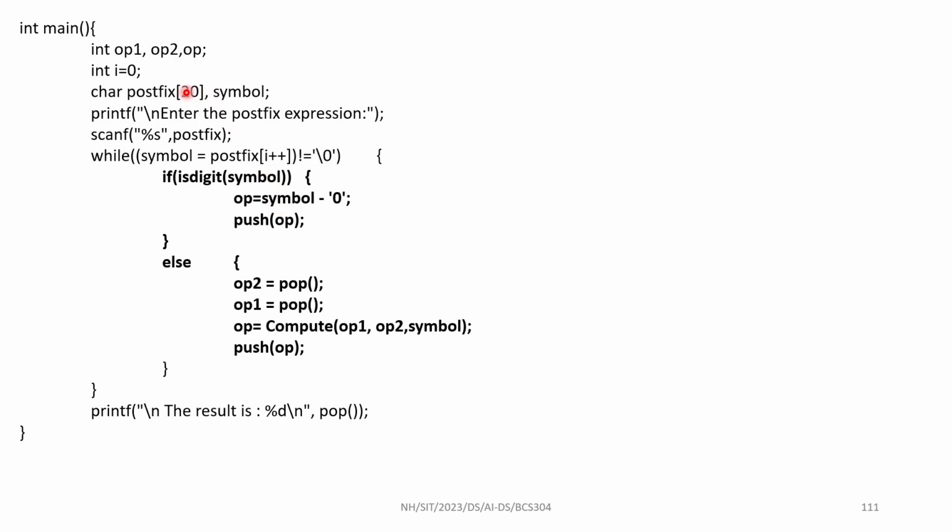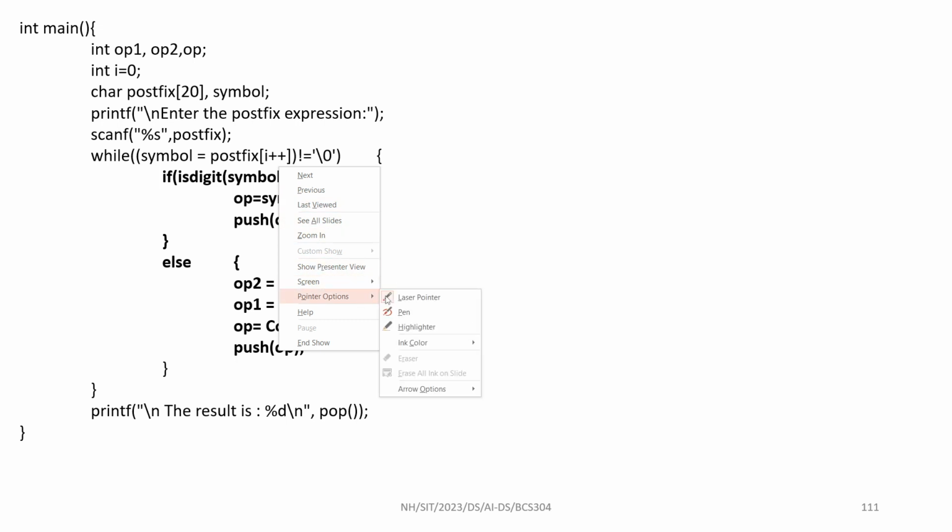The program goes like this. Your input expression you are going to enter through the console. So it is a string. Read the string. This is a string array. Maximum size is 20. Scan the symbols till you get the null character, the last character. Store that in symbol. Symbol starts from i, the first character, second character, like that.